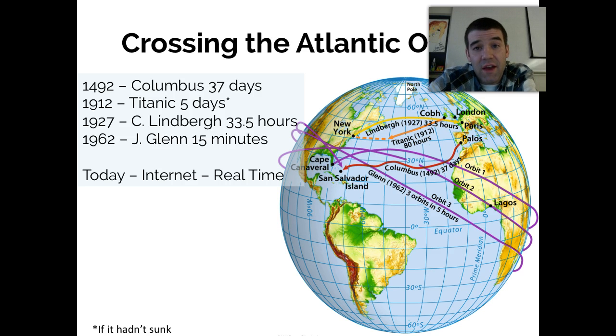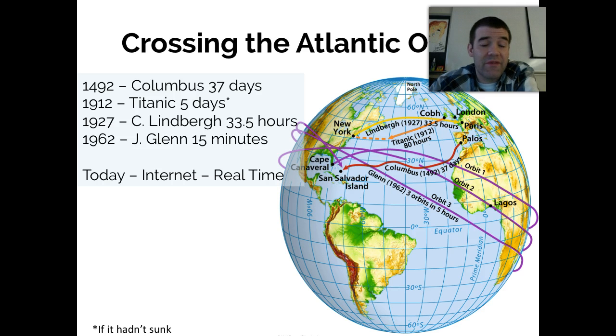And then you had John Glenn, first astronaut to orbit the Earth. In 1962, he would have crossed the Atlantic in the equivalent of 15 minutes. So this idea of time-space compression, showing how quickly we can receive our transportation, allows us to get information or ideas to spread. If we want to take it to the most current context, the internet allows us to see things real time.